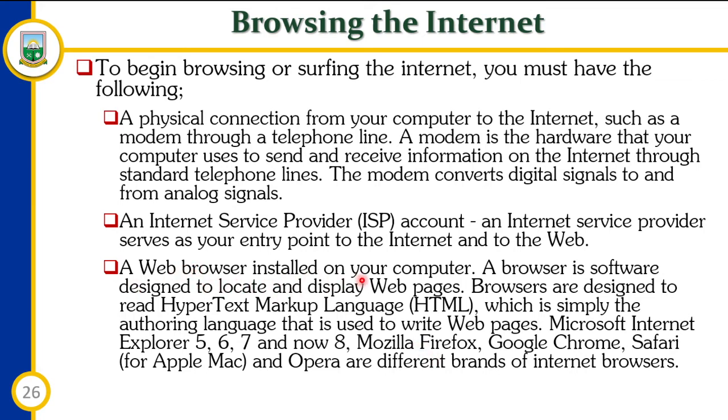So a browser installed on your computer. What a browser does is a software designed to locate and display web pages. Browsers are designed to read hypertext markup language, which is the HTML, that forms the basis for all websites, which is simply the authoring language that is used to write web pages. Microsoft Internet Explorer 5, 6, 7. All these are examples of web browsers. There are different brands that are available. There are some that are not even located here. So all these are web browsers.